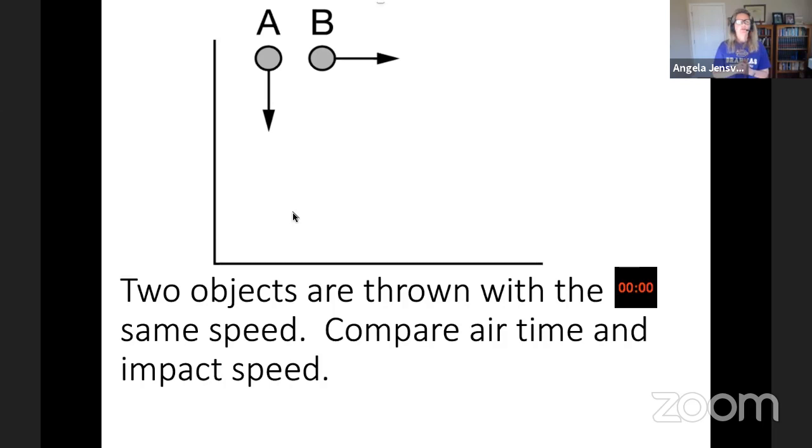Okay, so why don't we compare the air times first, the time that these two objects are airborne. So we know that distance equals rate times time. Whenever you use distance equals rate times time, that rate has to be an average speed, okay? So the time is the vertical displacement divided by the average speed in the y direction, okay?